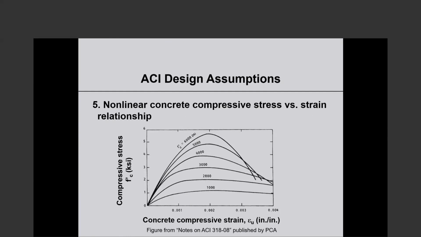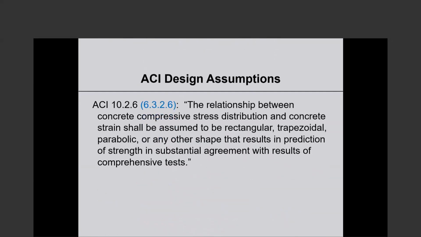Design assumption number 5, the stress-strain relationship of concrete in compression. Those look as you see in the picture. On the y-axis is stress, on the x-axis is strain, and from one curve to the other, we are looking at higher and higher strength concrete, 1,000, 2,000, up to 6,000 psi. These are tests that Surendra Shah and his students did at Northwestern University ages ago. Anyway, this is very typical of concrete stress-strain relationship.